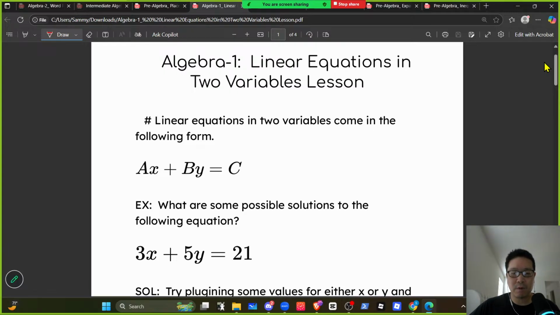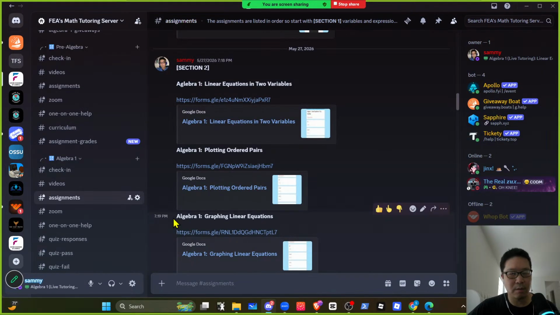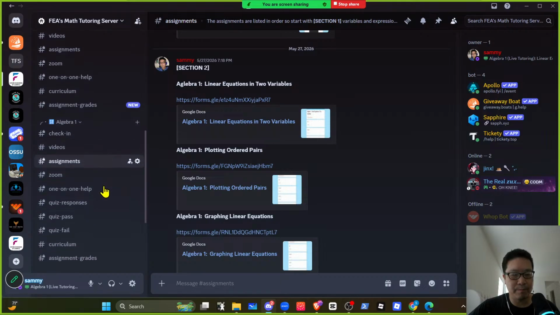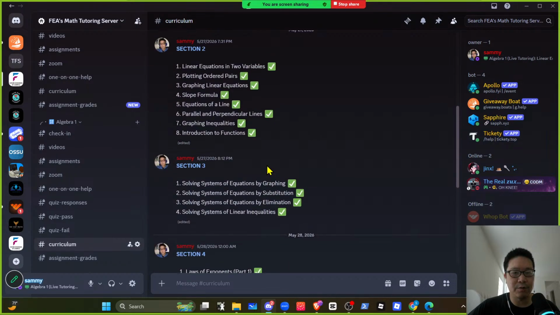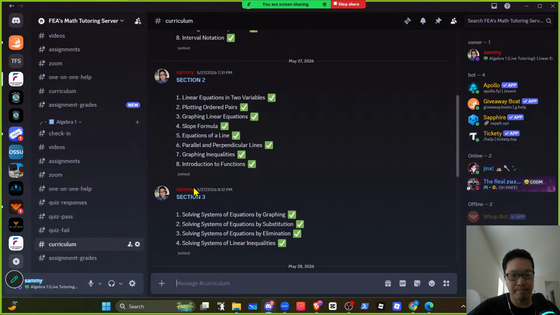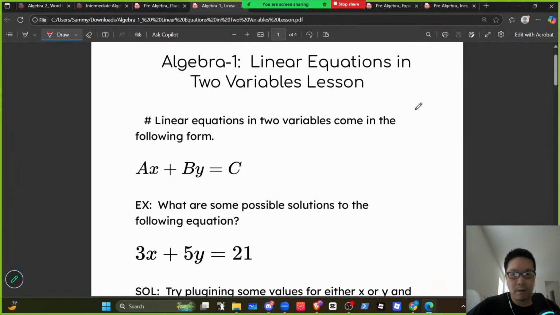All right. So in case you're curious, we're in section 2. This is the curriculum for Algebra 1. Section 2 covers these things: linear equations in two variables. Okay, let's go ahead and start.